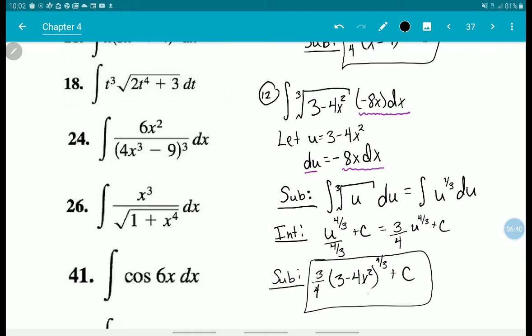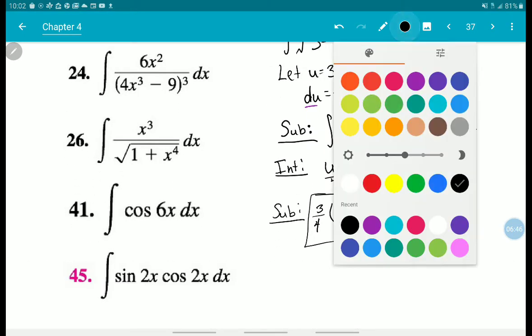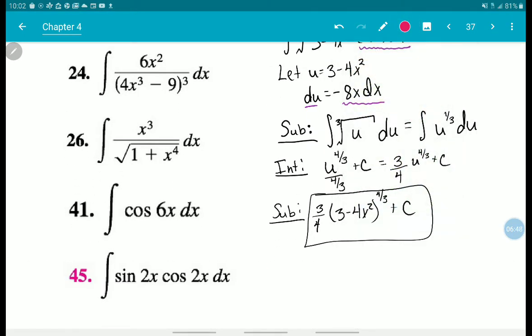If we were to take the derivative of this, we will get this guy back. Just for fun, let's check this one. So we want to take the derivative of what's in there.